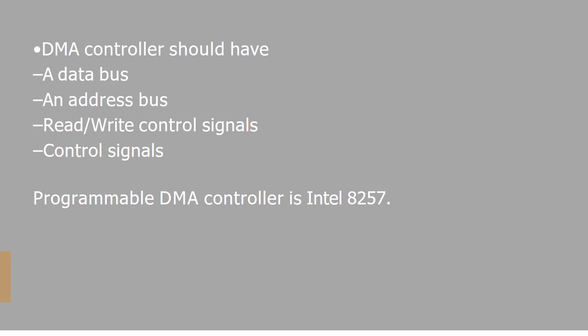The direct memory access controller has been built into a chip. For example, we have the Intel 8257. This chip acts as a DMA controller. It is a programmable DMA controller chip which is present between the memory and input-output devices. In the next video we will see in detail about the Intel 8257 and how it works.